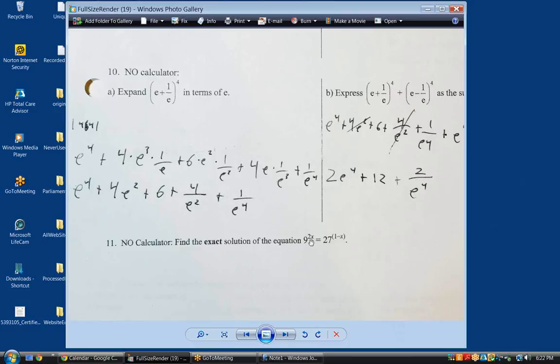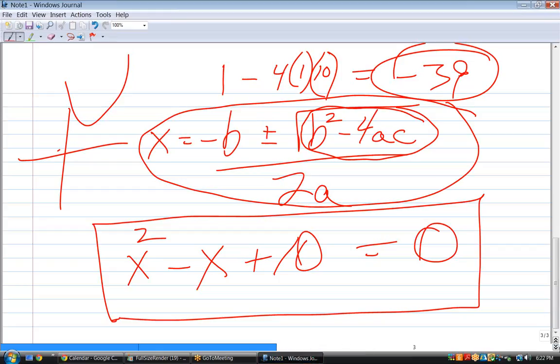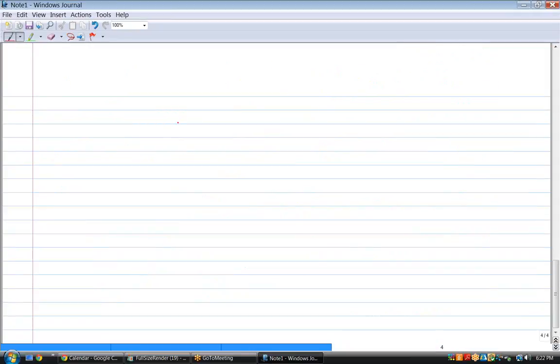This problem number 11, you will see this kind of a problem on the SAT test and the ACT test. You don't need to know logs for either one of those tests. Right. But this is not a log problem. This is a common exponential base problem. And these can present themselves in a variety of ways.